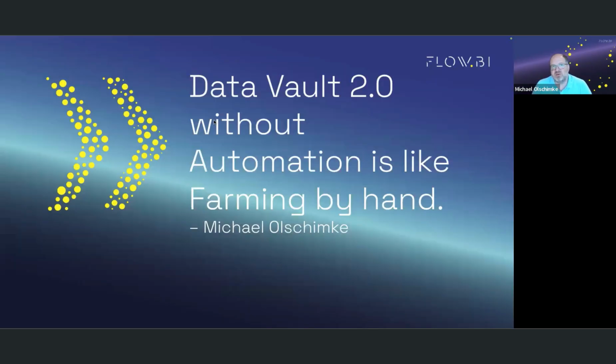Now, the thing is this: if you are working a data project, here's a quote: Data Vault 2.0 without automation is like farming by hand, and you can quote me with that. I never put out so many quotes. This is my first quote actually, but I truly believe this.